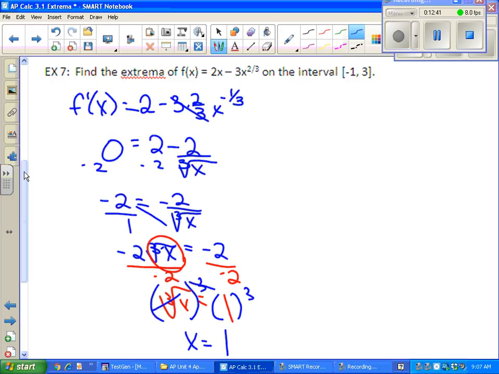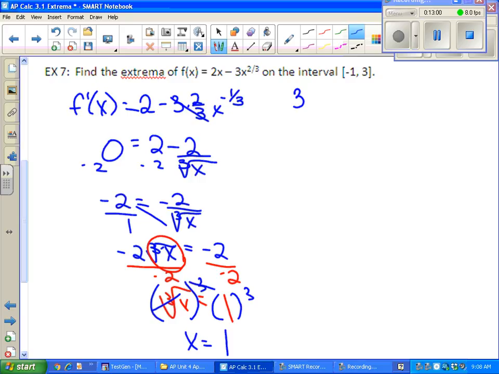Positive, no, not with cubes. Not with cubes. We don't need to do that. And besides, I'm also restricted by my interval. Does my critical value fall in my interval? Yes. So now what I need to realize is, because I'm doing absolute max and min.